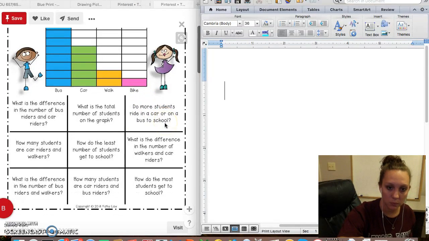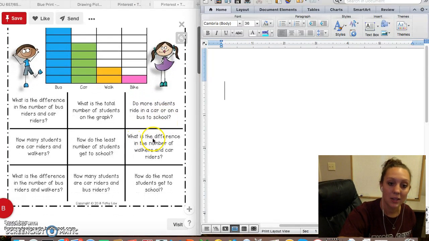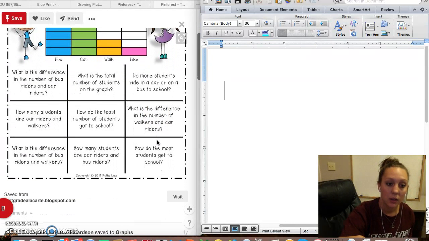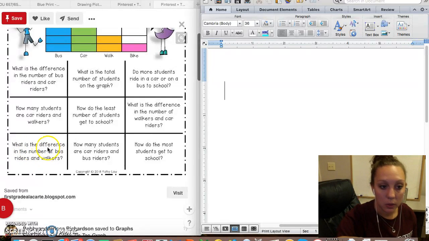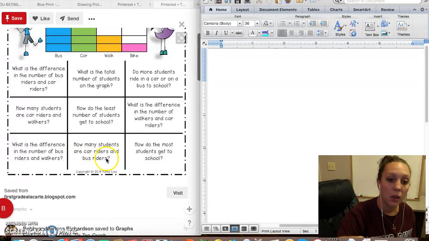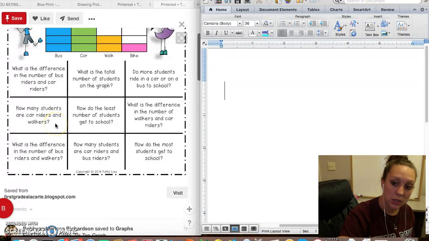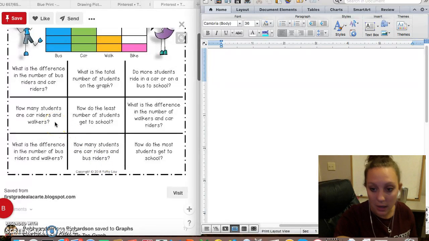Okay, we've already done one that is what is the difference. We know that difference means that we are subtracting. And we know that, again, difference means subtracting, so you're going to subtract here. How many students are car riders and bus riders? So we've done one just like that. If it's asking for and, that means we're going to have to add them together.